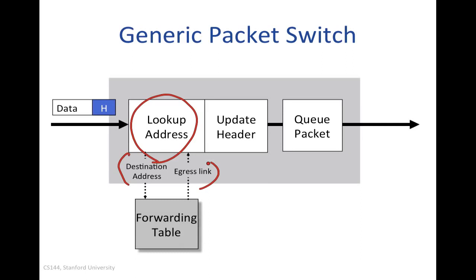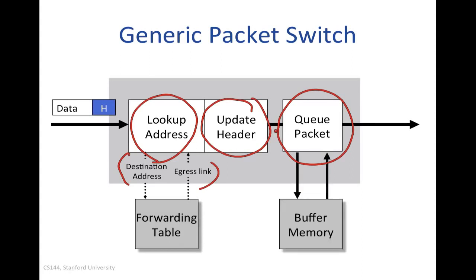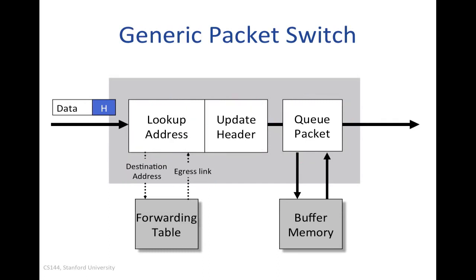The next thing that we may need to do is to update the header. So for example, if it's an internet router, we have to decrement the TTL and update the checksum. The next thing we have to do is to queue the packet. This is because there may be some congestion. There may be many packets trying to get to this outgoing link at the same time. So we use a buffer memory to hold some packets that are waiting their turn to depart on the egress line. Of course, this one input, one output packet switch is not very interesting.